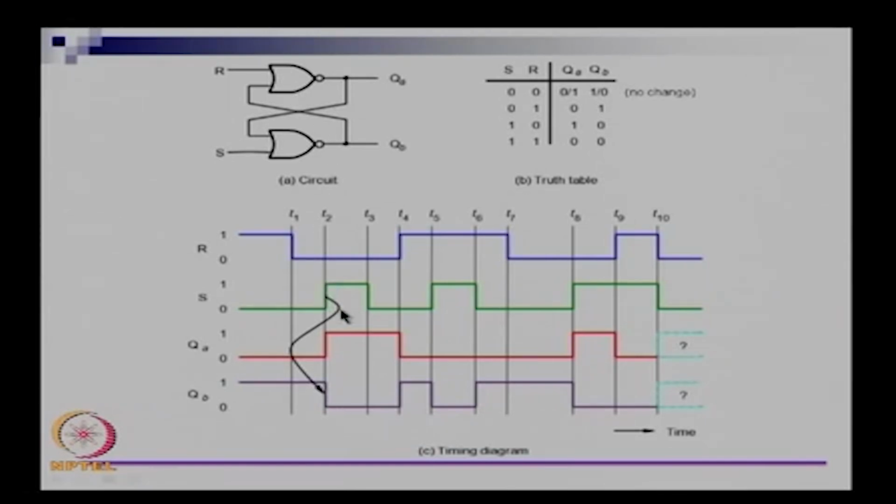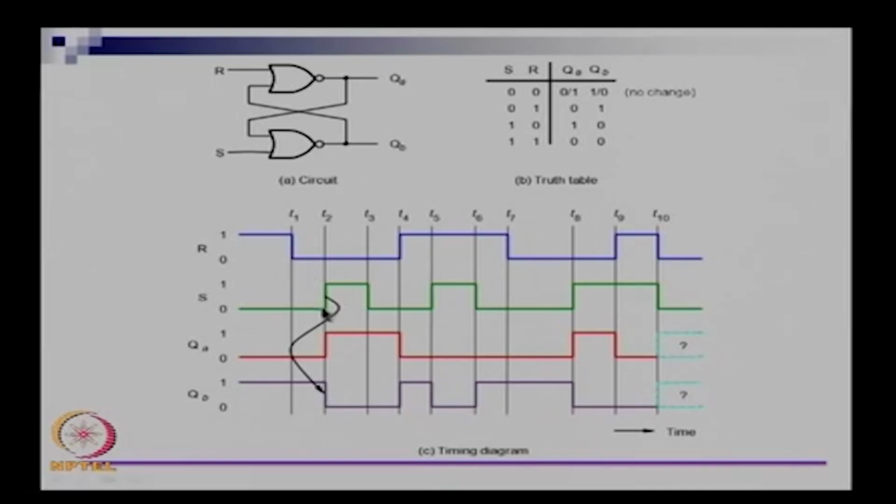It is shown as though it is instantaneous here, as in at time T2 itself magically this changing from 0 to 1 immediately, or simultaneously, changes QB from 1 to 0. Usually it is not instantaneous, it requires a little bit of a delay, let us not worry about that right now. So, let us assume that it is instantaneous for now.